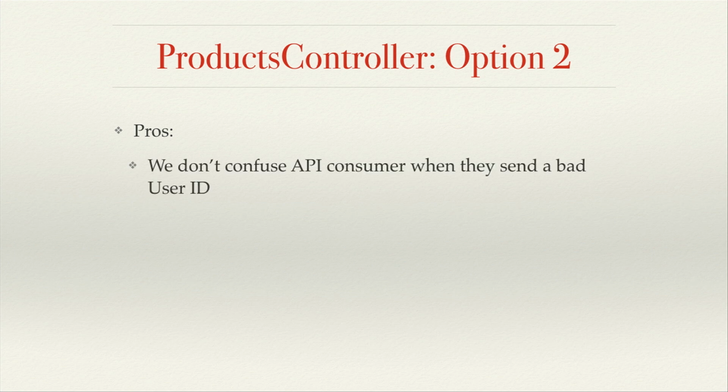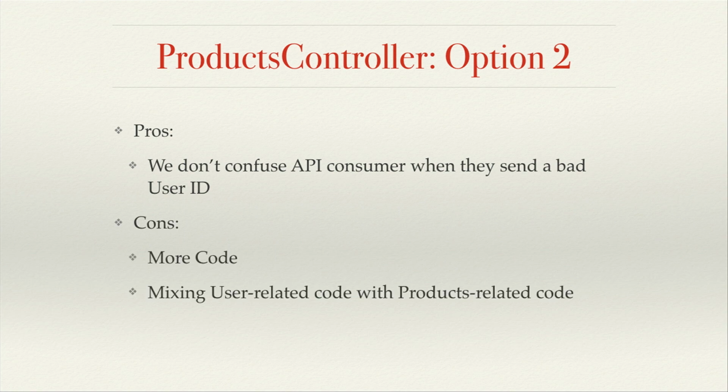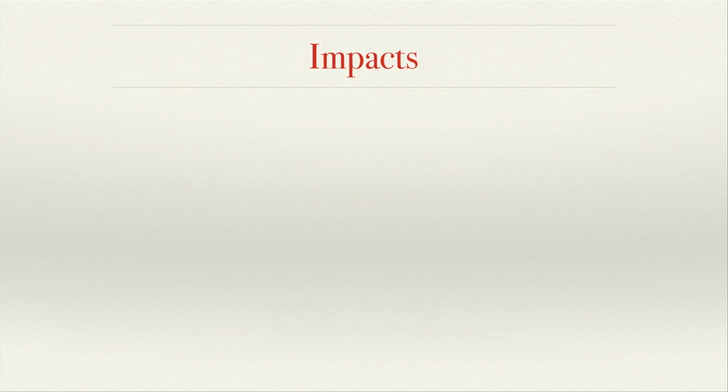So the pros, at least we don't confuse the API consumers when they send a bad user ID. The cons, it's a lot more code. And now you're kind of mixing user-related code with products-related code. And the controller has to know what this magic number -1 means, right? So it's not great. So it has some impacts, obviously.